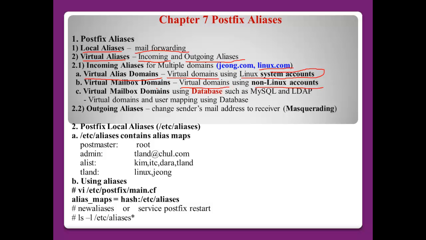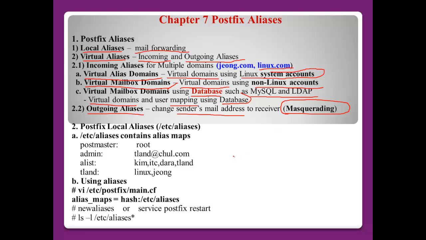So in this case, we can use virtual mailbox domains. And the third, virtual mailbox domain with maps. This one is similar, but it is normally used to support mapping users, normally using databases such as MySQL and LDAP. So it is similar to the virtual mailbox domains, only the mapping information is different. This one normally uses a database. And the outgoing aliases means Postfix changes the sender's mail address when the mail is sent. This is a kind of masquerading.